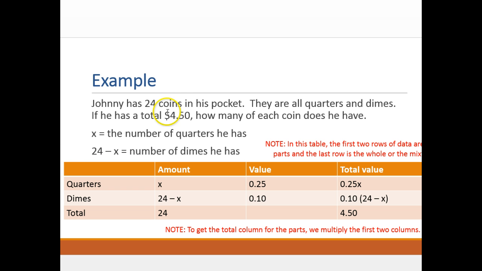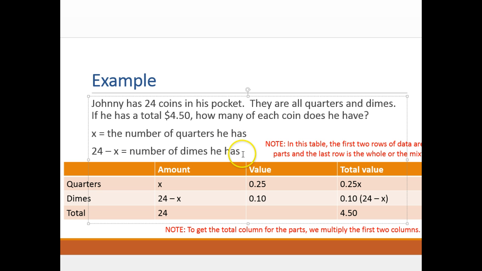Here's an example. Johnny has 24 coins in his pocket. They are all quarters and dimes. If he has a total of $4.50, how many of each coin does he have? Well, we're trying to figure out the number of dimes and the number of quarters. So we want to let x be one of them. So I'll let x be the number of quarters.